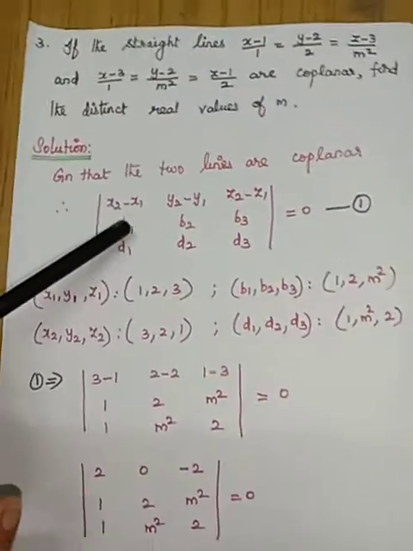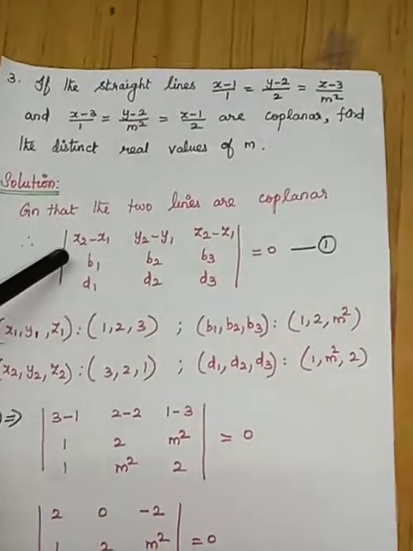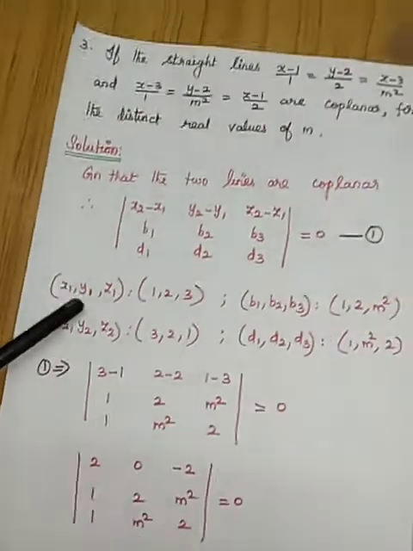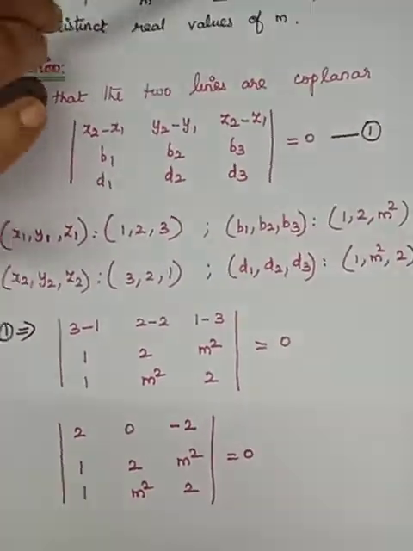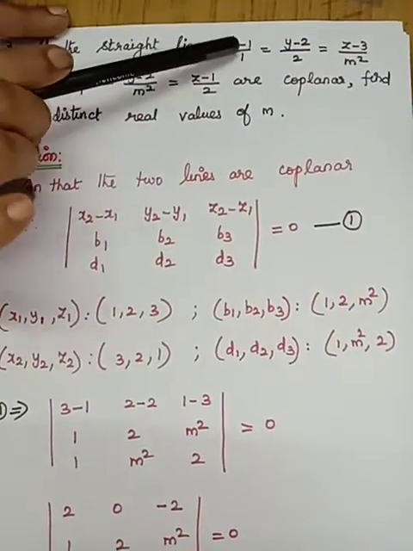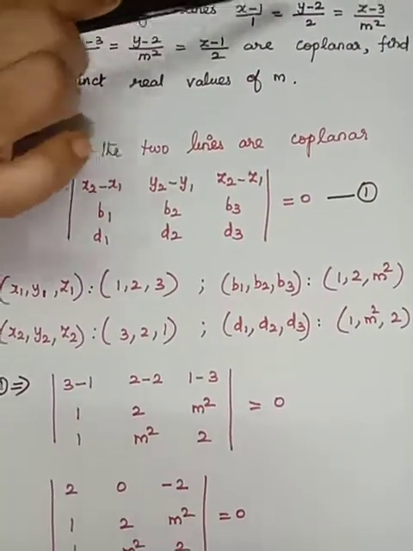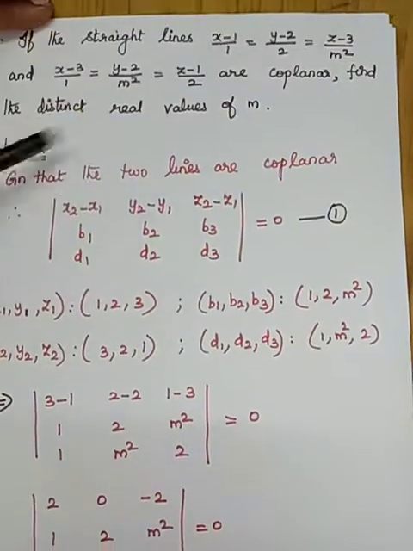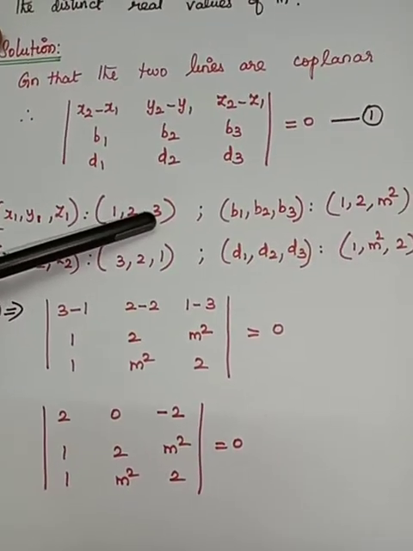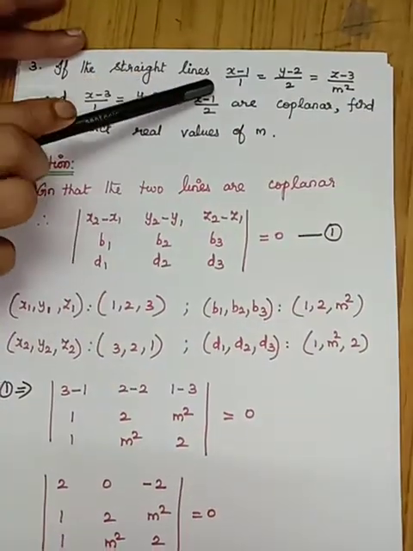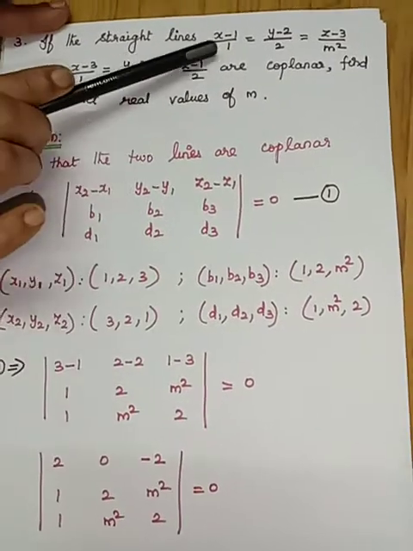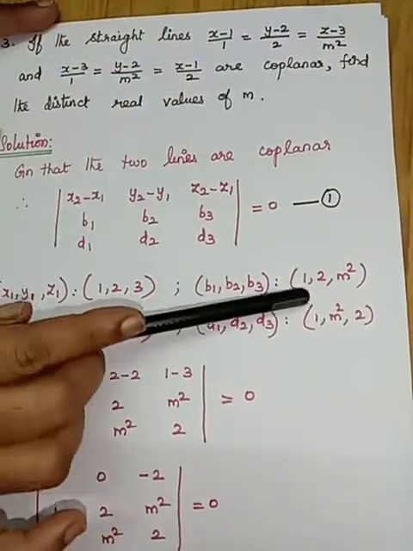So now we have to collect the results. What is x1, y1, z1? It has to be taken from the first line numerator. So the answer is 1, 2, 3. So x1, y1, z1 is 1, 2, 3. Next, from the denominator, they are nothing but b1, b2, b3. So therefore it is 1, 2, m squared.